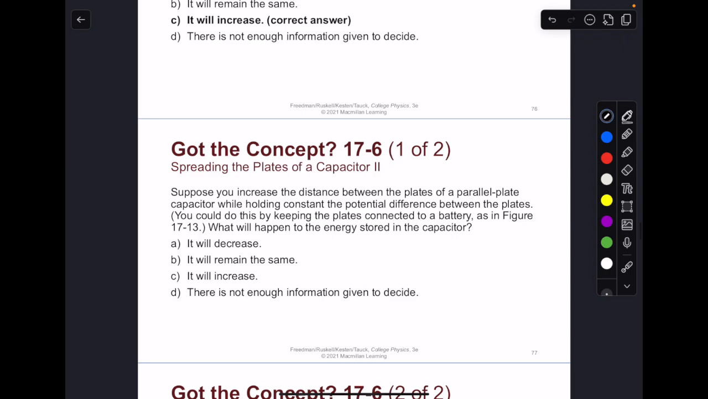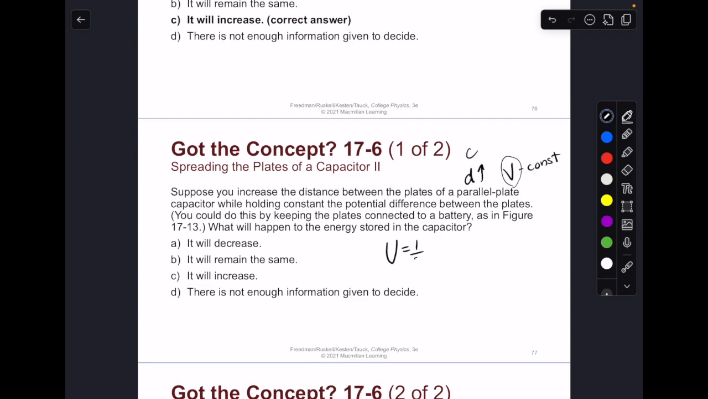Let's look at this one. Suppose you increase the distance between the plates, okay? So D is increasing again. But now we're holding the potential difference constant. What would happen to the energy stored in the capacitor? So let's follow those same steps. Let's take a look at an energy equation where both capacitance and potential are involved, because we want to see how the potential is represented in the equation so that we can know it's being held constant.